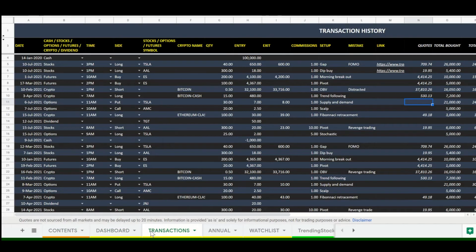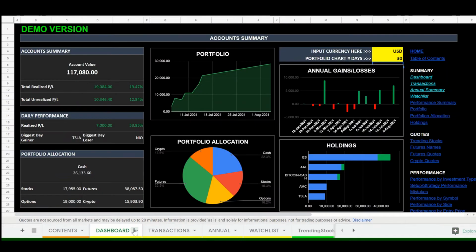So if you see right here, I can click at the bottom on each sheet or on each tab. You will also see the table of contents for easy access to all the pages.